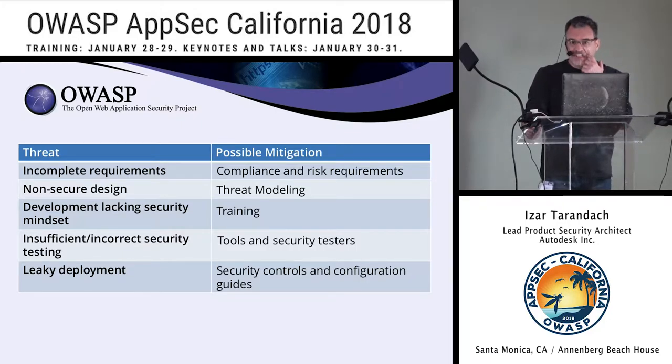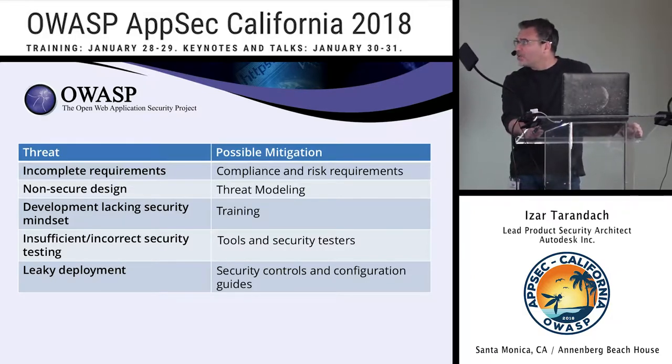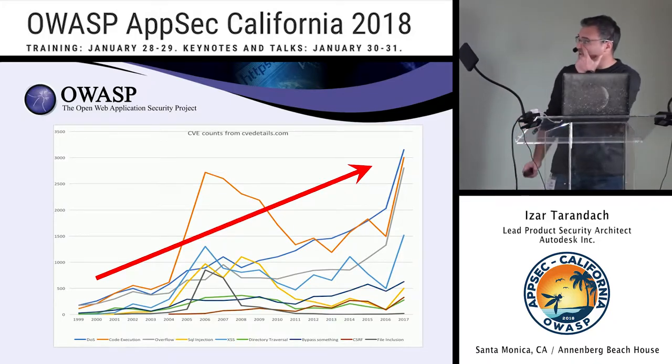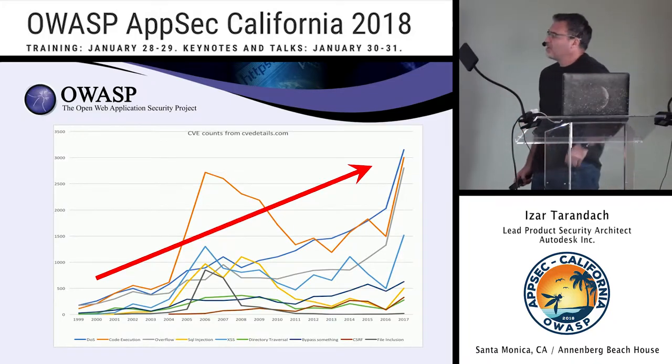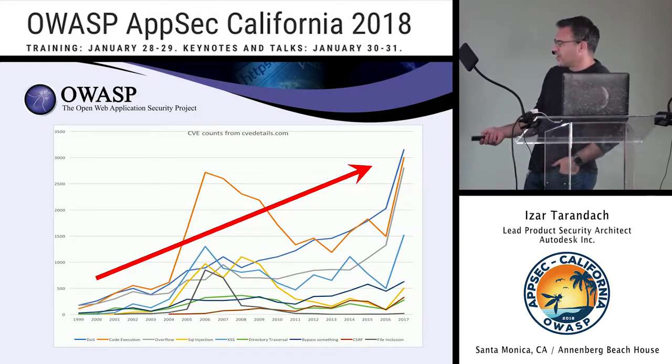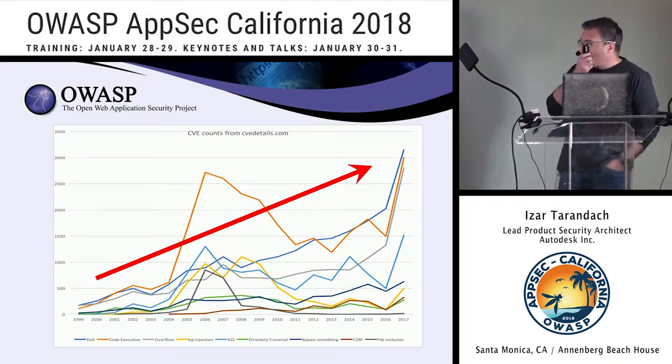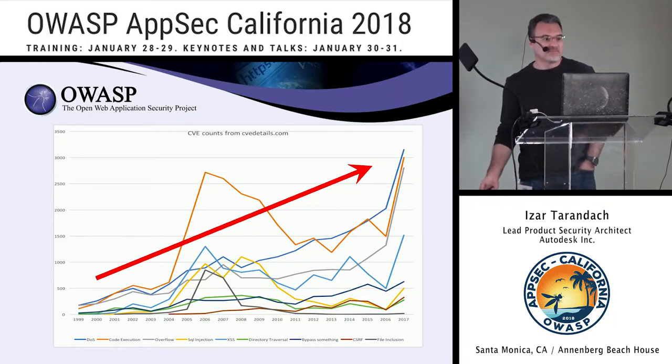So the big question here is, if we know the threats and if we know the possible mitigations for them, and we spend many hours going through these mitigations, then why is it that this keeps happening? This is basically a graph from CVE counts, from CVEdetails.com, going from 1999 to 2017. In 2017 there were major flaws, and we can't say that it's going up all the time, but it is going up.